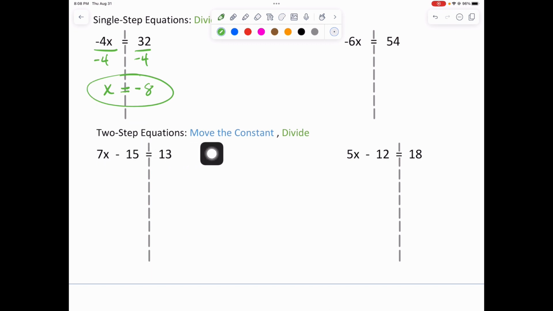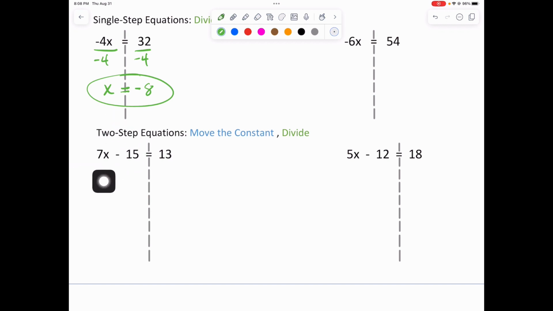Two-step equations. Move the constant, then divide. Okay, we have 7x minus 15 equals 13. All right, on the right side of the river here, we have 13 by itself. Constant is just a number that stands alone, or is just a number that does not have a variable, also like this -15. However, on the same side of the river is 7x. Okay, so when we have 7x minus 15 on one side and the constant of 13 on the other, we need to isolate the 7x.